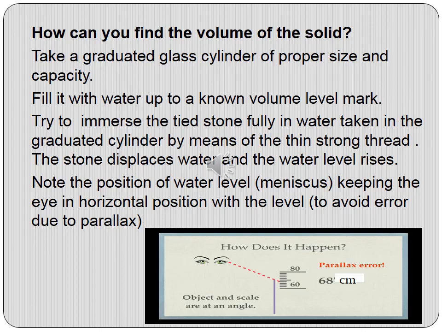Note the position of the water level or meniscus, keeping the eye in a horizontal position with the level. While doing so, it can minimize the error due to parallax. What is parallax error? How does it happen? It is one kind of personal error which occurs due to human carelessness.